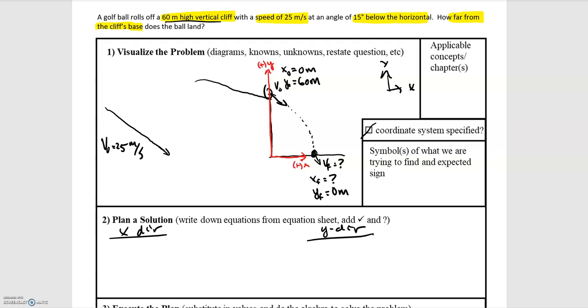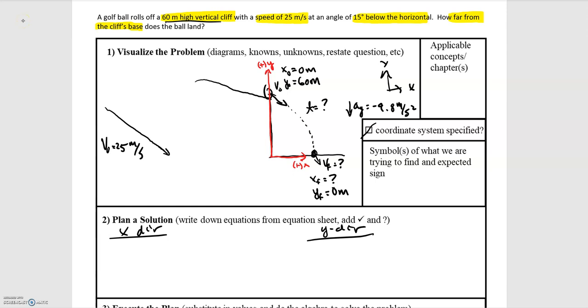Some other information we know: with projectile motion, the acceleration in the y direction is equal to the acceleration by gravity, which is negative 9.8 meters per second squared. We're not given any information about time, so time is going to be a question mark.